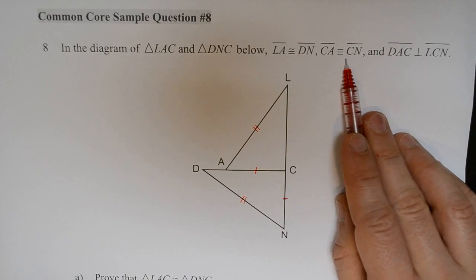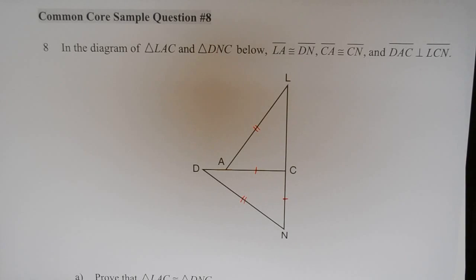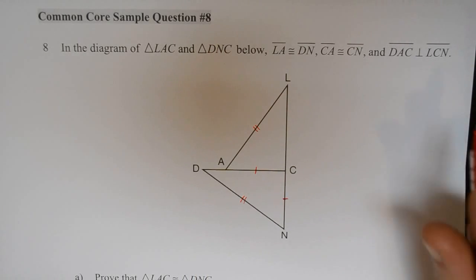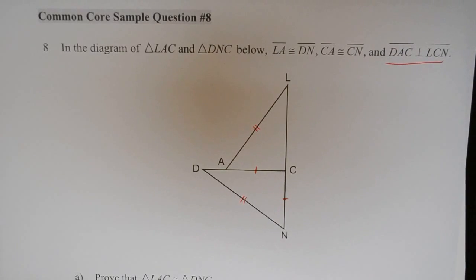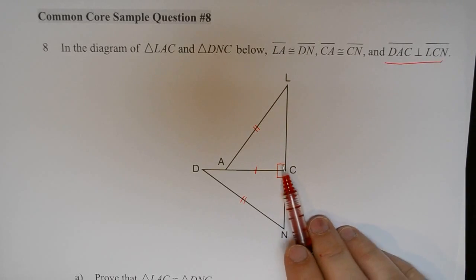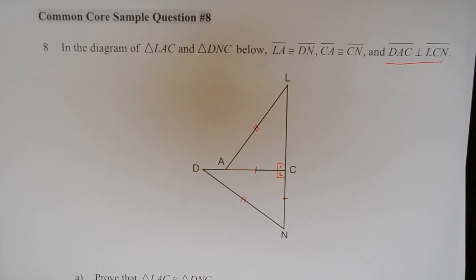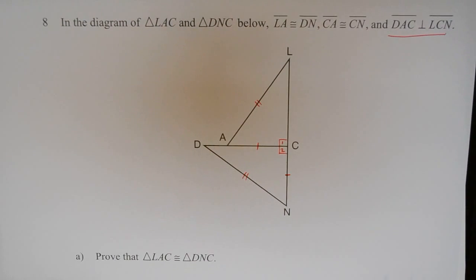So AC congruent to CN, and line DAC is perpendicular to line LCN. Okay, well that is going to tell me that I have what kind of angles? Right angles, right? Perpendicular lines form right angles, so those are both right angles. Let me go ahead and number them in case I need to talk about them in the proof at some point. And what are they asking us to prove? Well, no big surprise, that those two triangles are congruent. So let's think about how we could do that.